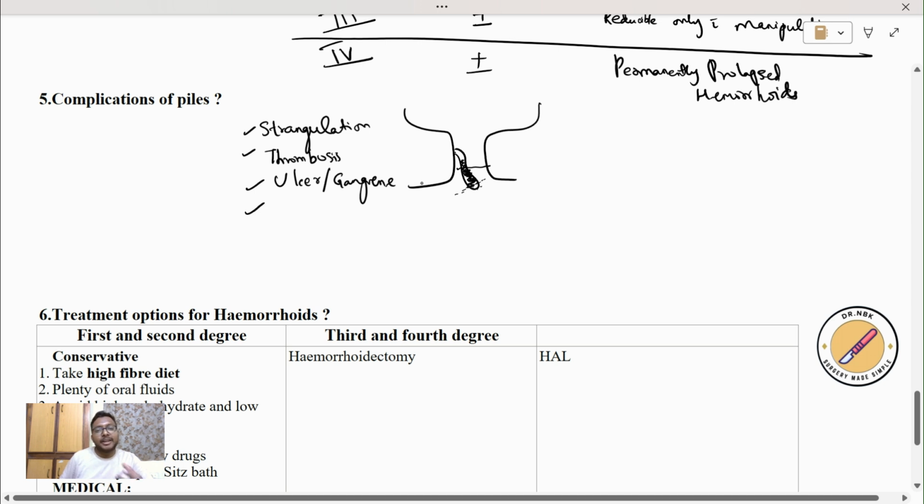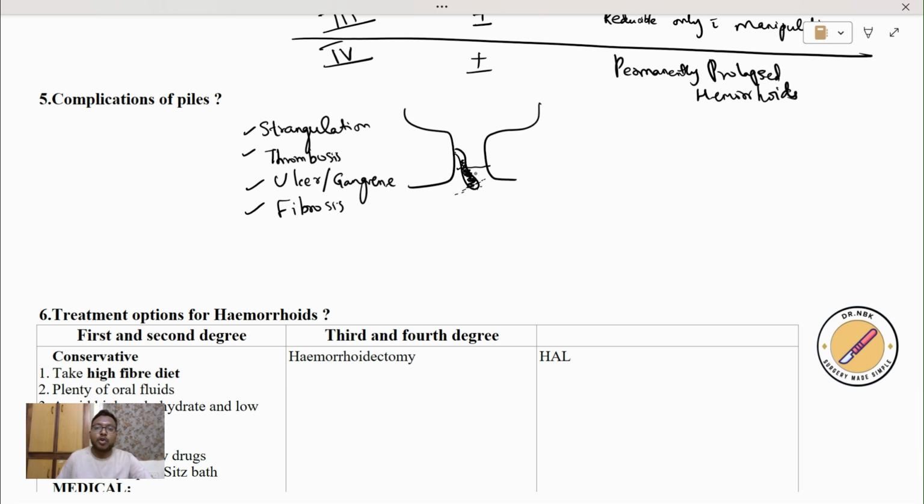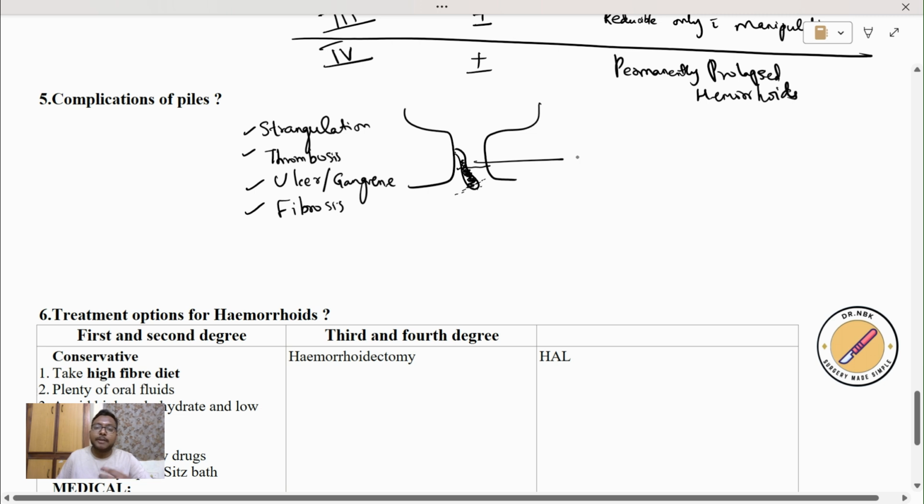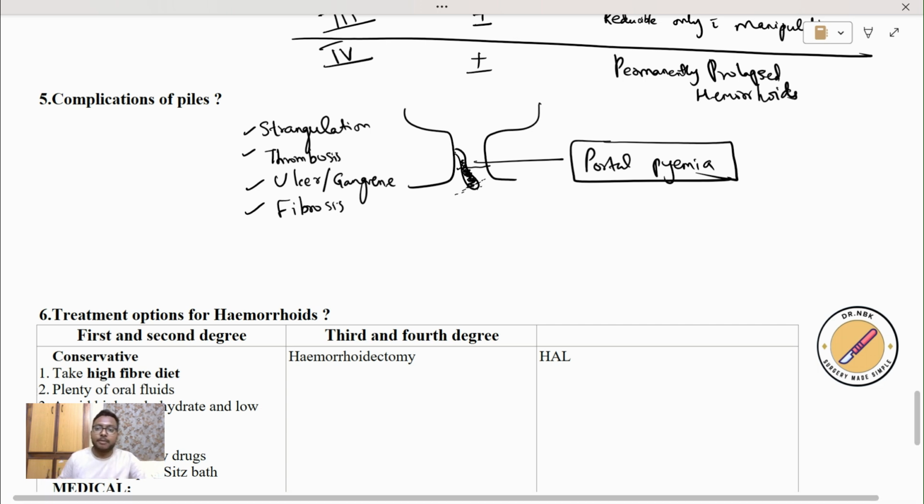Next, rarely at a late stage, it can undergo fibrosis. One important complication to understand is that whenever there is a secondary infection at the level of the hemorrhoids, it is draining into the portal vein. So whenever there is infection here, it can cause portal pyemia, where the infection travels through the portal vein, and even sepsis also. This is a dreadful complication. These are the important complications of hemorrhoids.